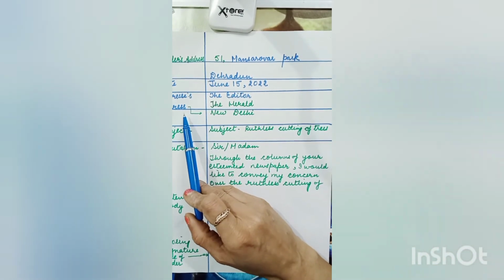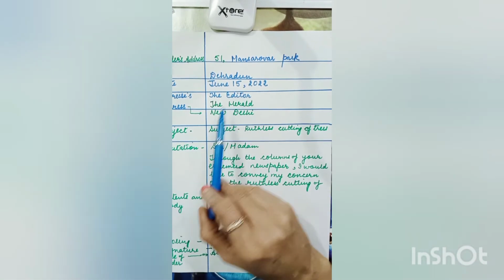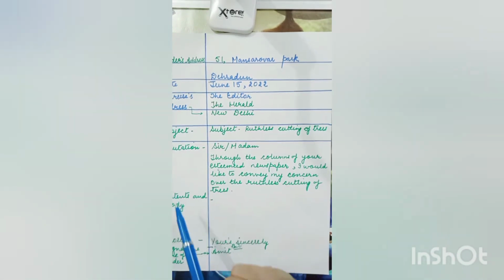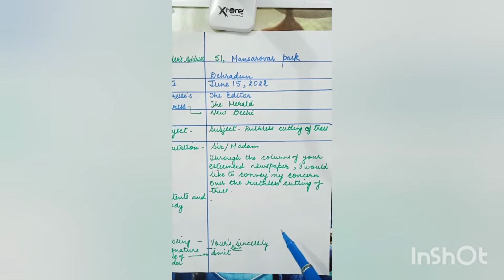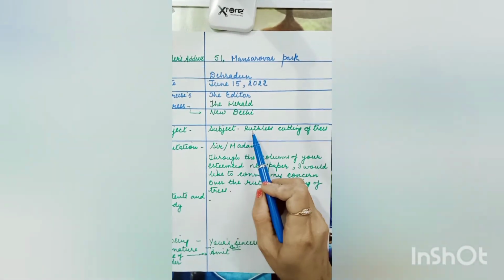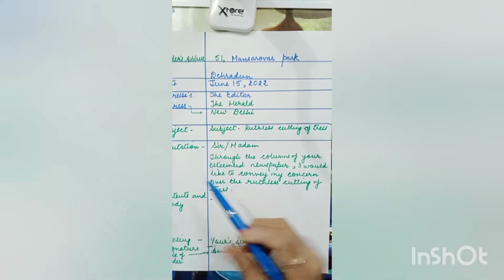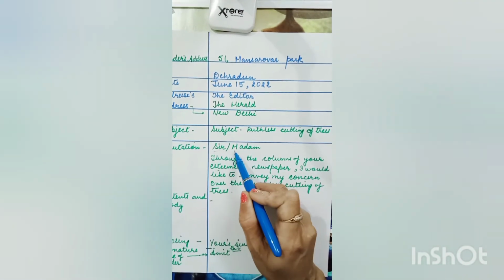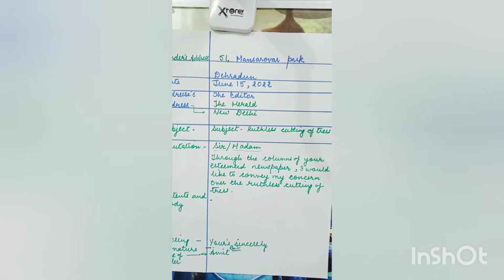Now the addressee's address, to whom we are writing the letter. Since we are writing a letter to the editor, we should write like this: The Editor, The Herald, New Delhi. Now the subject. Our subject is the ruthless cutting of trees. This is the problem to which we want to dedicate our letter, so the subject should be clearly mentioned. Now the salutation: Sir or Ma'am. We don't know whether the editor is a sir or a ma'am, so we have to write it using an oblique.